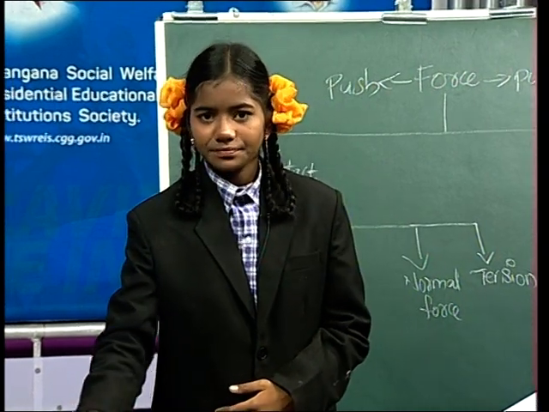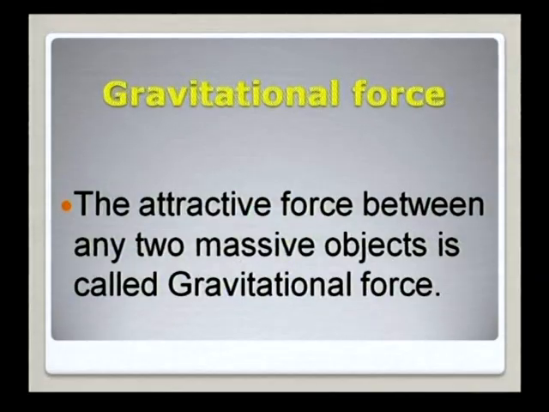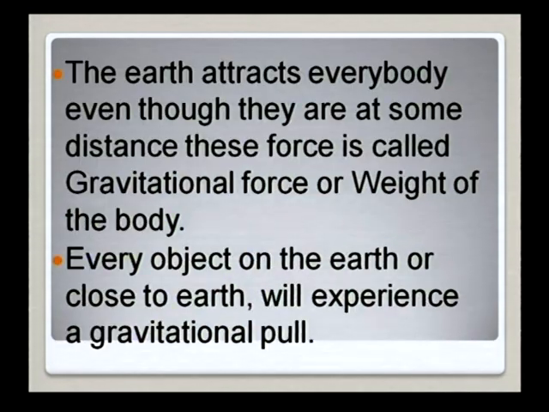Let us see. Gravitational force: the attractive force between any two massive objects is called gravitational force. The earth attracts everybody even though they are at some distance. This force is called gravitational force or weight of the object. Every object on the earth or close to earth will experience a gravitational pull.